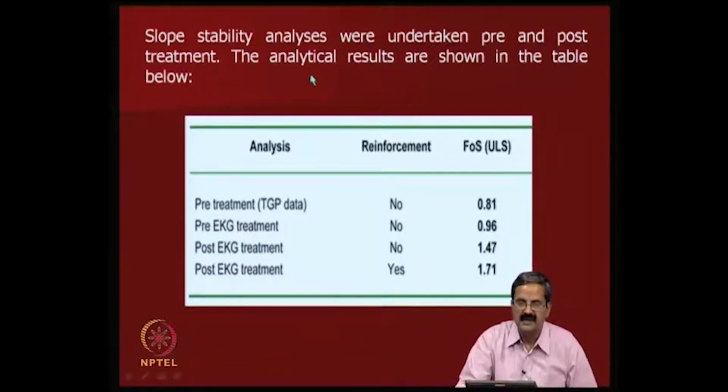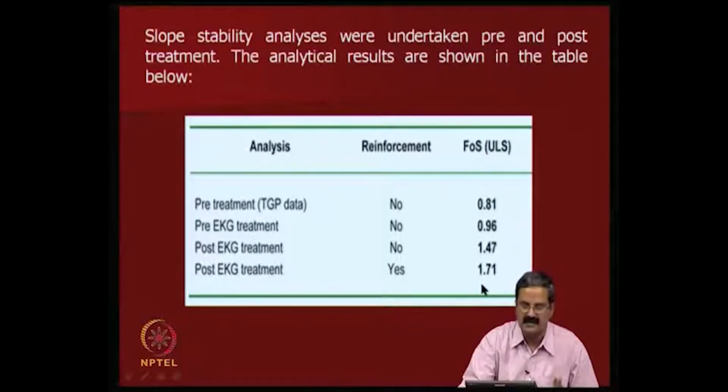After that they did the slope stability analysis, and they find that before the treatment the factor of safety is about 0.96, so less than 1. Without reinforcement the factor of safety was 1.47, and with it, it is 1.7, so it has increased. So, one can see that it is a very good treatment in this particular case, and it is a trial example.